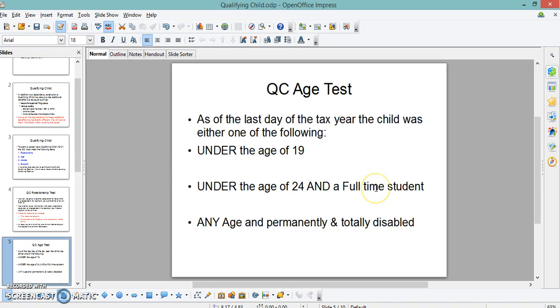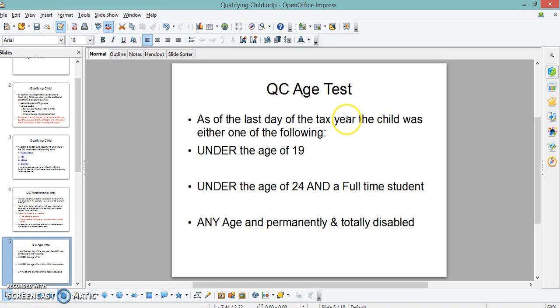Next test is the age test. Now, take note of this, as of the last day of the tax year. As of the last day. So let's say the child was 10 years old and their birthday is on December 31, then they turn 11 on the last day of the tax year. They're considered 11 years old for that tax year.